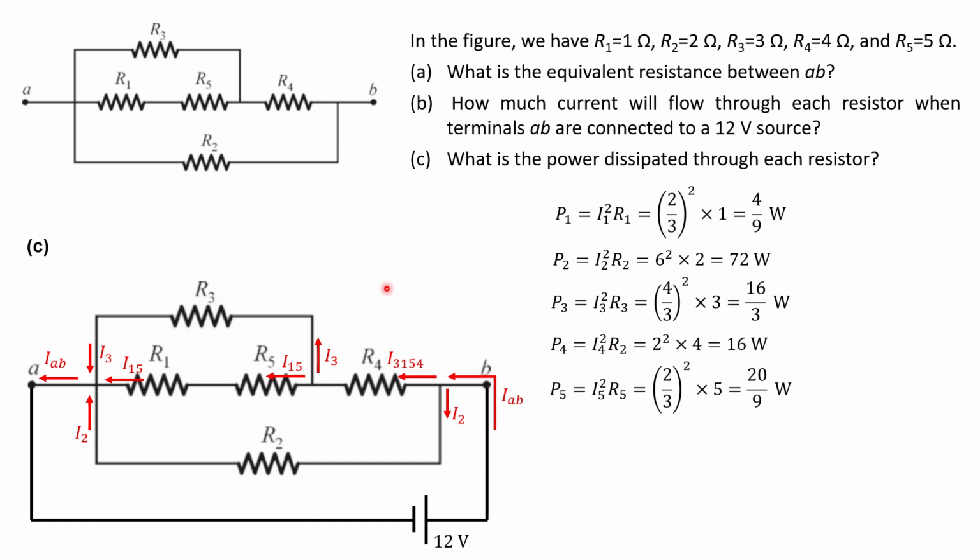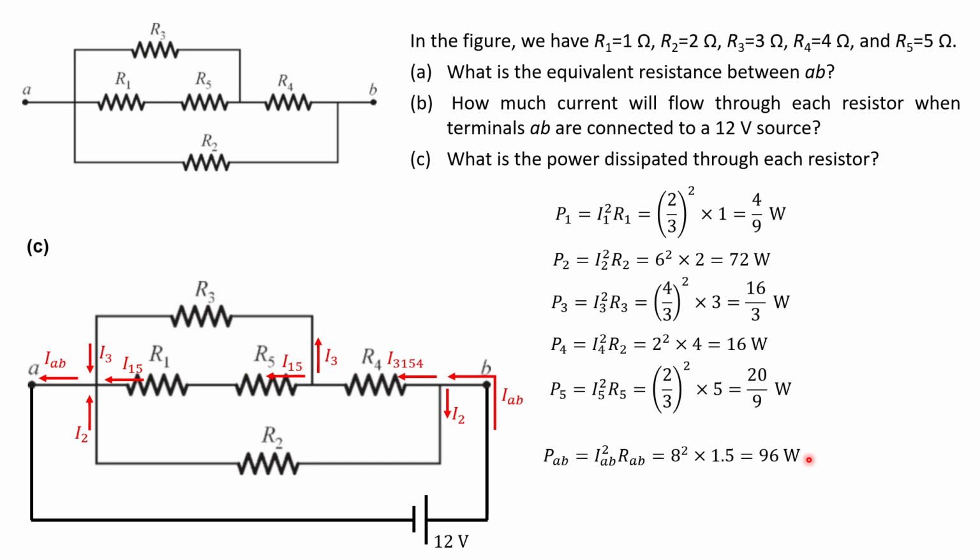Okay, so I know that the total voltage is 12 volts. I know the total resistance is 1.5 ohms, and we also calculated the current to be 8 amps, right? The current between A and B. So if I want to calculate the power dissipated through this entire network, it's just going to be the total current squared times total resistance, which is 8 squared times 1.5 ohms, which gives me 96 watts.